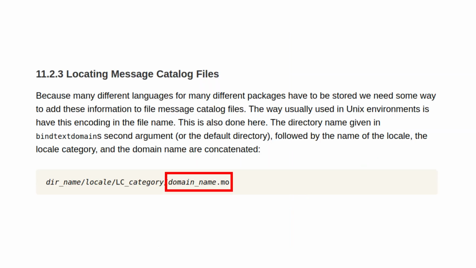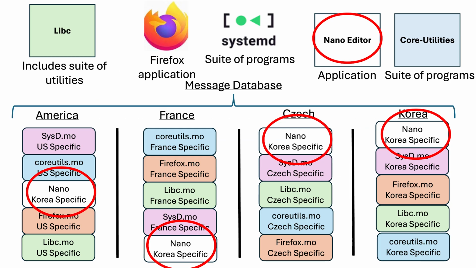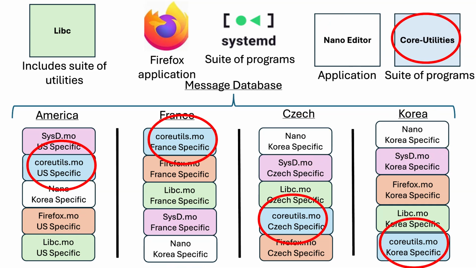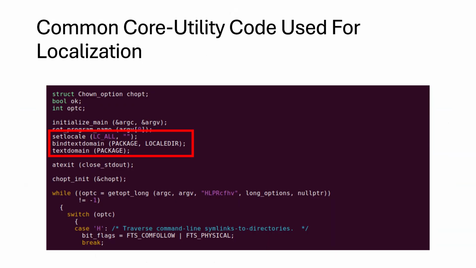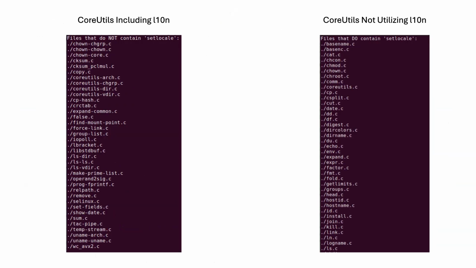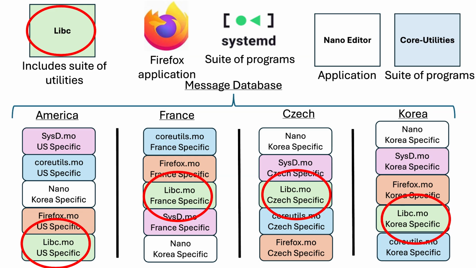A message domain refers to all the catalog files that are associated with a given program or package within a database. The nano domain corresponds to all the catalog files pertaining to the nano text editor. The coreutils domain is used for all binaries of the core utilities package. A French user running systemd utilities requires messages fetched from the systemd domain of the French locale, for example. The following code snippet is common between GNU core utilities, though many core utilities don't require textual translation, so they don't include it. libc utilities even have their own libc domains.